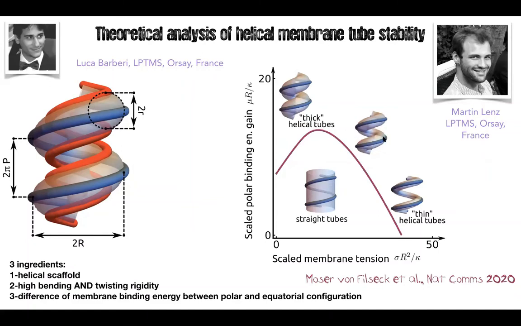And from this theoretical analysis, we can understand essentially three ingredients that are essential for the stability. First, that you have to have a helical scaffold. You have to have a high bending and twisting rigidity of that scaffold. And the membrane should bind to the filaments with different orientations and different affinities in both equatorial and polar configurations.